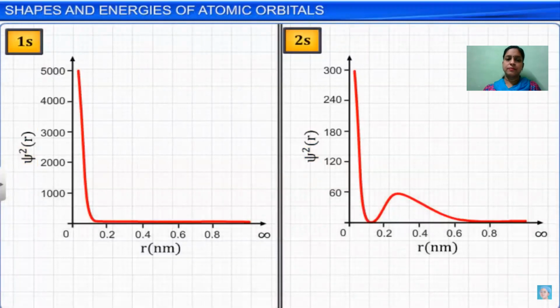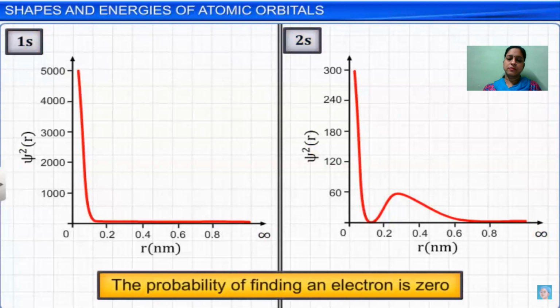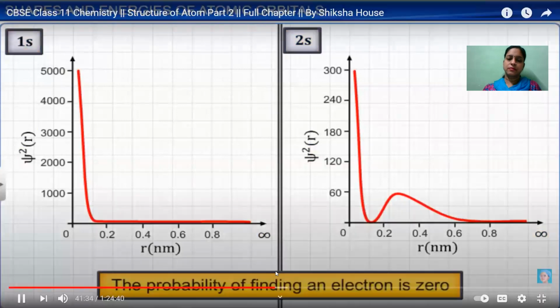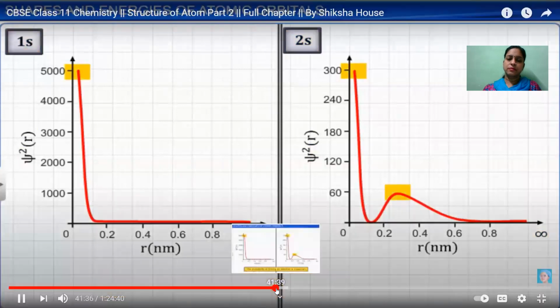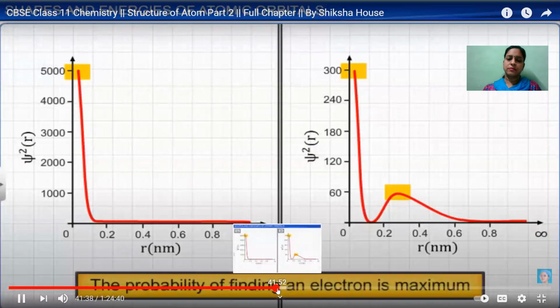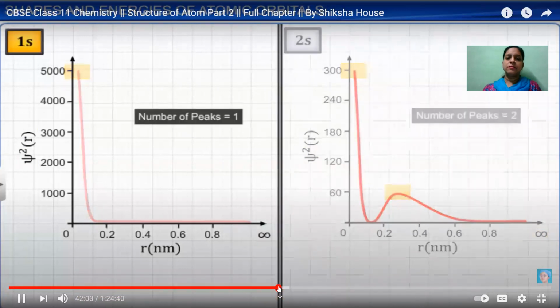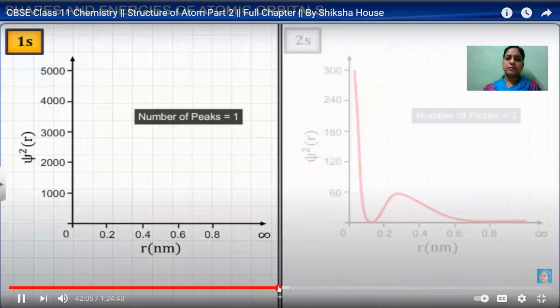At r equals 0 or infinity, that is, at the nucleus or at infinite distance from the nucleus, the probability of finding an electron is 0. The peak of the curve indicates that the probability of finding the electron at this distance is maximum. For s orbitals, the probability density is maximum in the vicinity of the nucleus and decreases sharply as the distance from the nucleus increases.